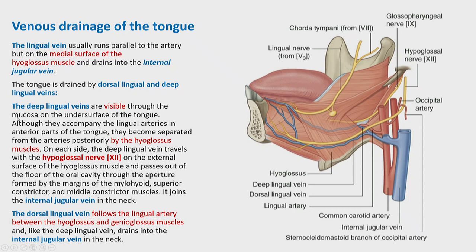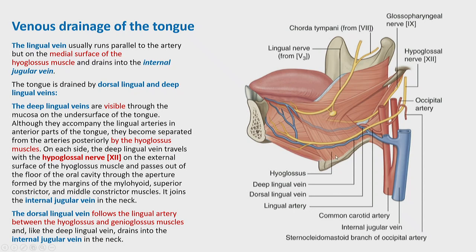But the difference is between the artery and the vein. As you see, the deep lingual artery is going deep to the hyoglossus muscle, and then it goes to the apex. But the deep lingual vein is going on the external surface of the hyoglossus muscle. So that's why, when you look in the mirror at the inferior aspect of the tongue, you see this bluish color, exactly under the mucous membrane, where you can see this vein.